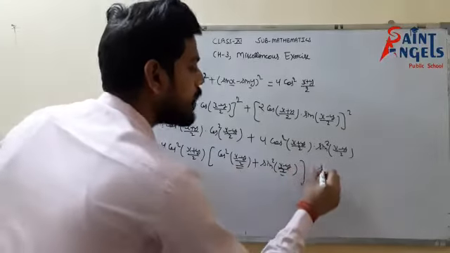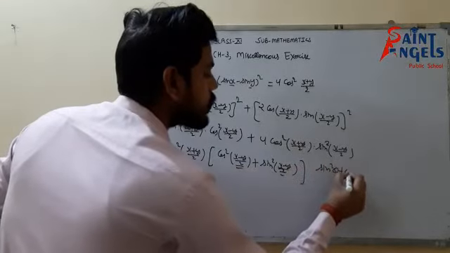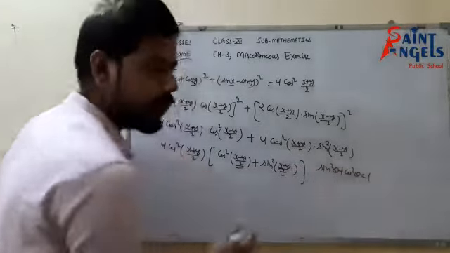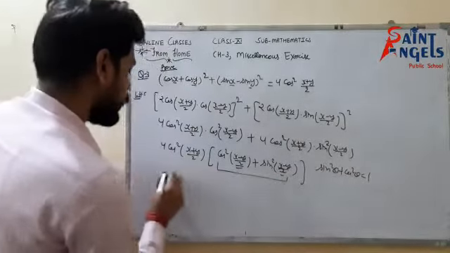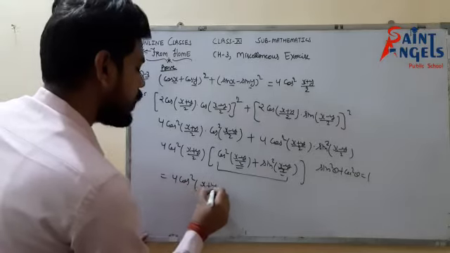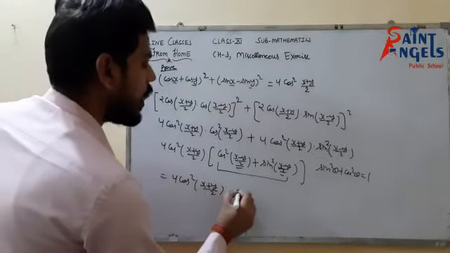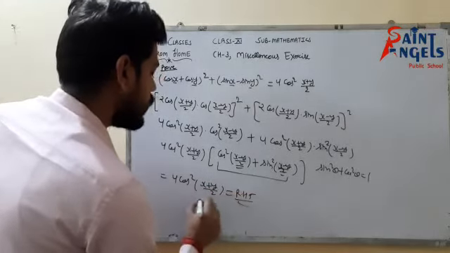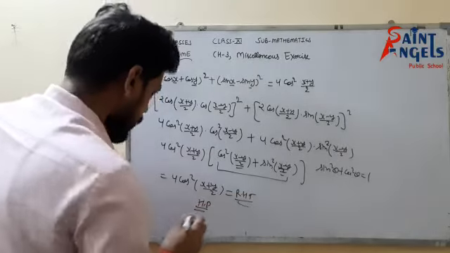As we know that sin square theta plus cos square theta is equal to 1, this expression becomes 1. So we will be left with 4 cos square (x plus y) upon 2, which is equal to our RHS. Hence proved.